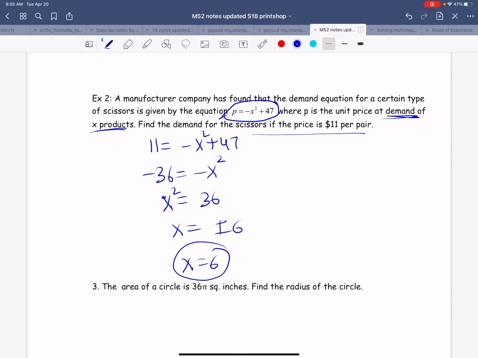We cannot have negative scissors. So demand is 6 scissors when the price is $11. When the price is $11, demand is 6 scissors.